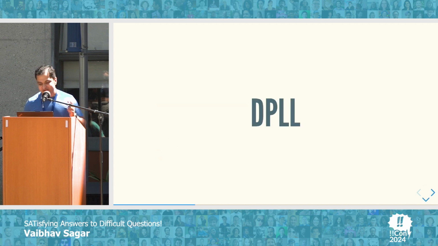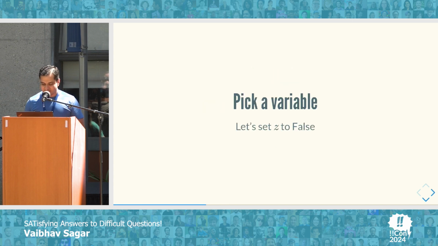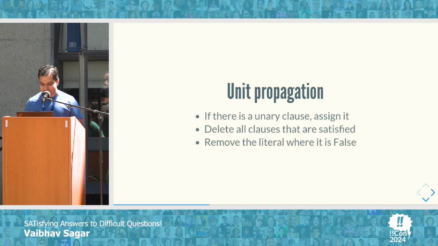One way is called DPLL. And to illustrate how it works, let's work through a quick example together. So here's a simple propositional logic formula, and we don't know X, Y, or Z. So we start by picking a variable. Let's set Z to false. And then we can do what's called unit propagation. So in unit propagation, if there is a unary clause, which means a clause with only one literal, we just go ahead and assign it. And then delete all the clauses that are satisfied because they're satisfied. And delete the variable wherever it occurs in a clause that isn't satisfied, because it can no longer contribute to that clause being satisfied. So we just don't care about it anymore.